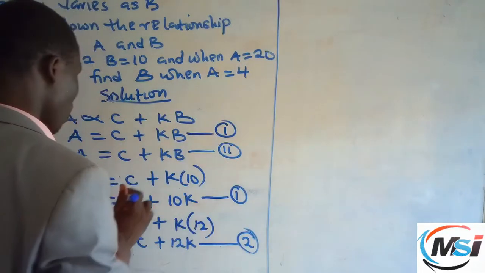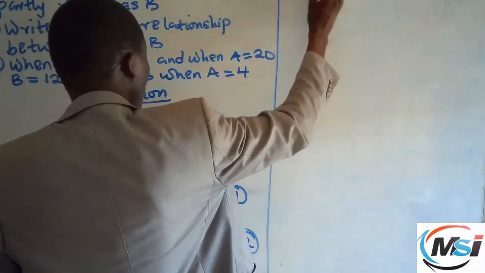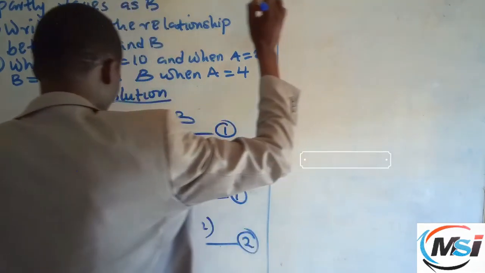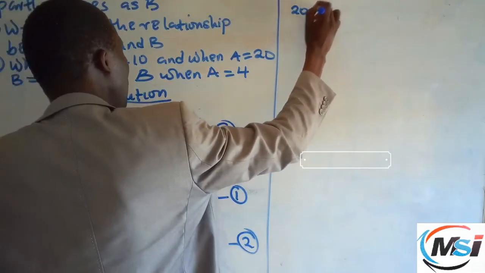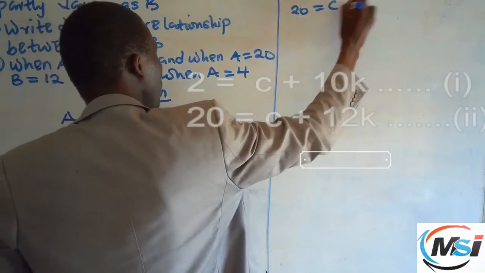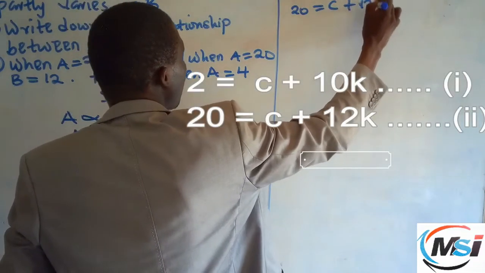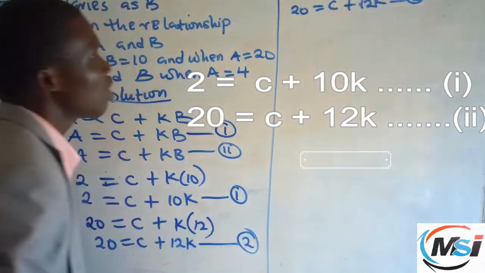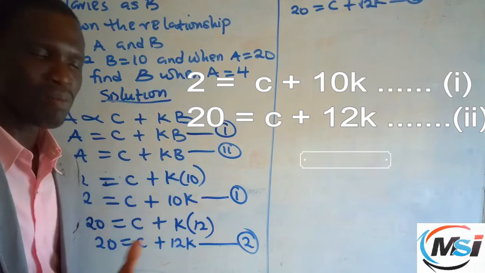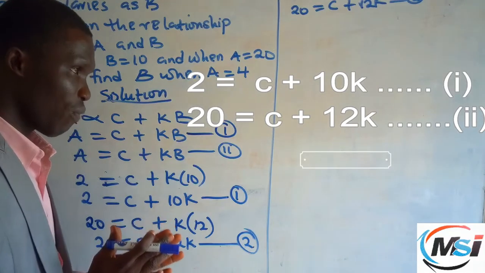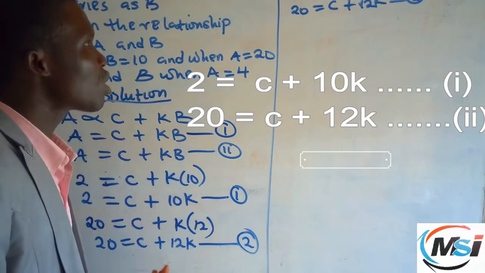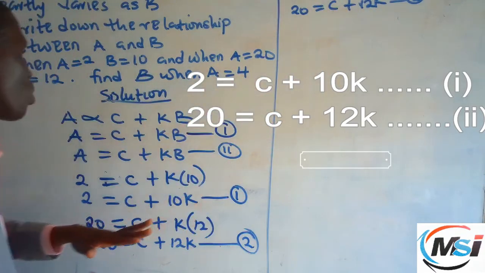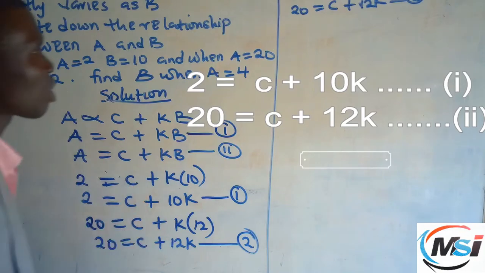In equation 1, we have 2 equals C plus 10K. Equation 2, we have 20 equals C plus 12K. This is equation 1, this is equation 2. Now, it depends on what formula you want to use in finding C and K here. But I want to use the substitution method.